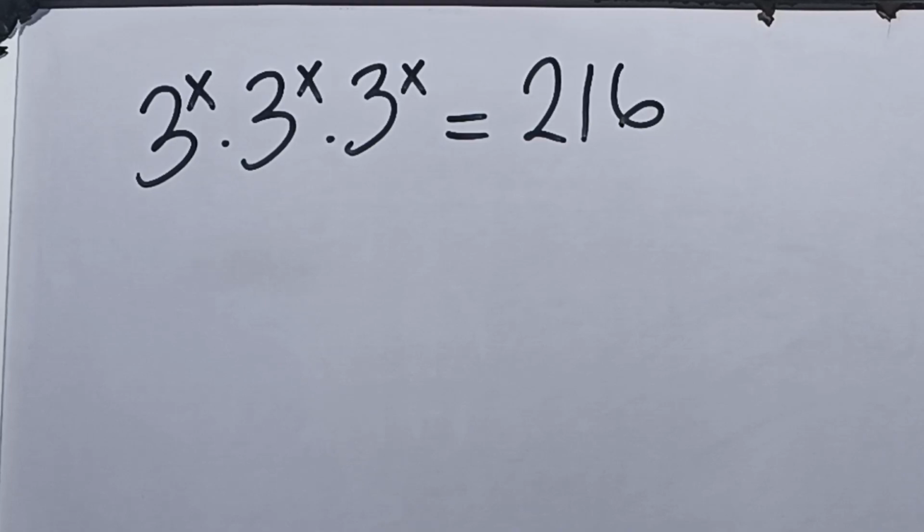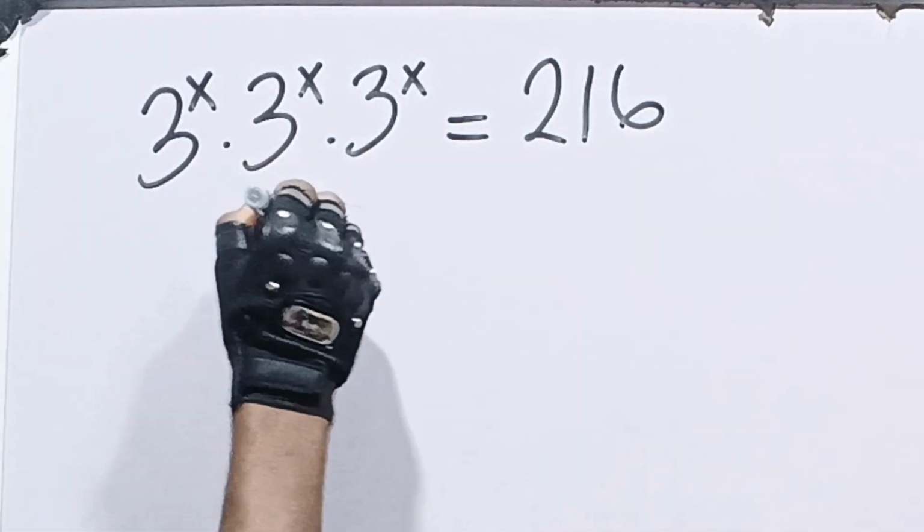Let's solve this together. It says 3^x · 3^x · 3^x = 216. We're going to solve for the value of x in this question, okay?